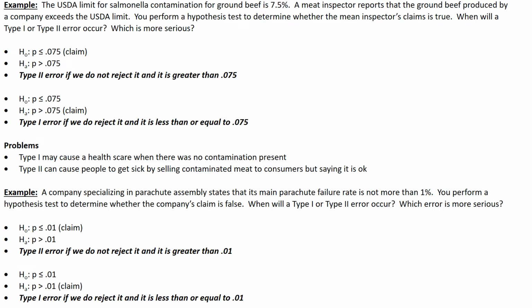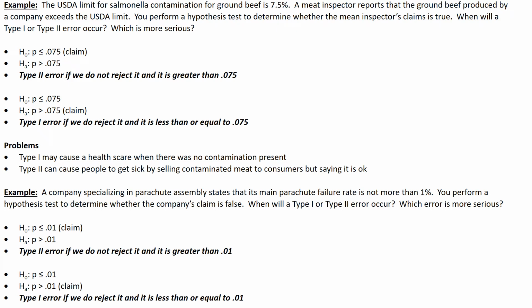A company specialized in parachute assembly states that its main parachute failure rate is not more than 1%. By the way, if it's not more than, that's going to be less than or equal to. It can be 1% or less than that. For a hypothesis test, determine whether the company's claim is false. Was it type 1 or type 2? Which is more serious? Well, let's see here.